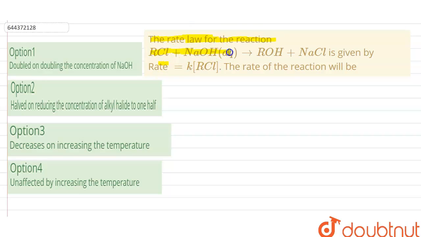Hello, so our question is, we have given the rate law for the reaction, that is alkyl chloride reacts with NaOH, it gives alcohol and NaCl, and the rate law is given as rate is equal to rate constant and the concentration of RCl. Then we have to write the rate of reaction will depend.